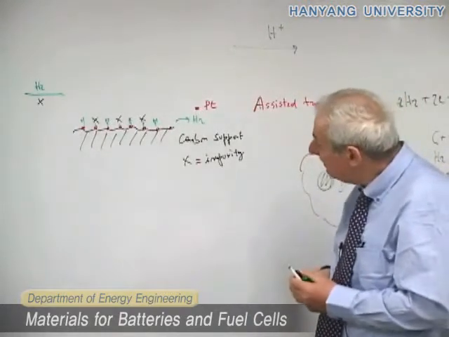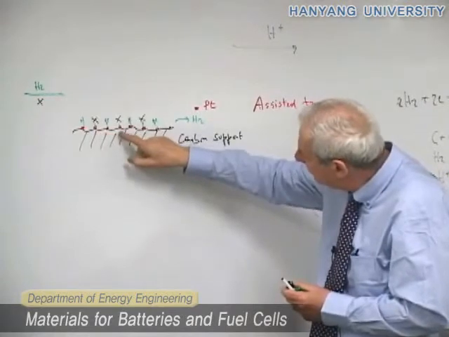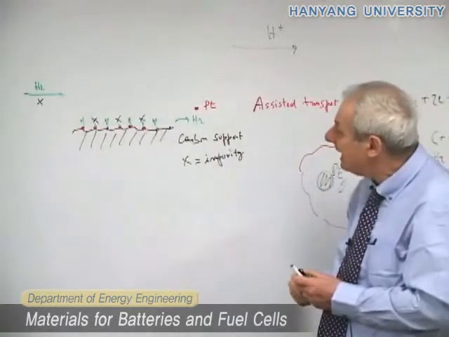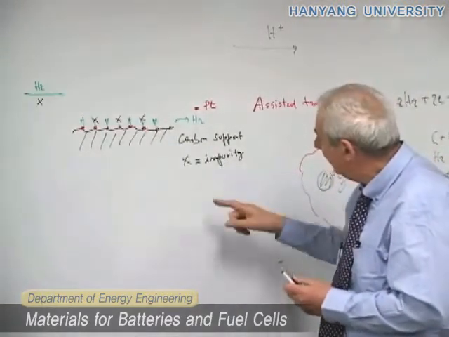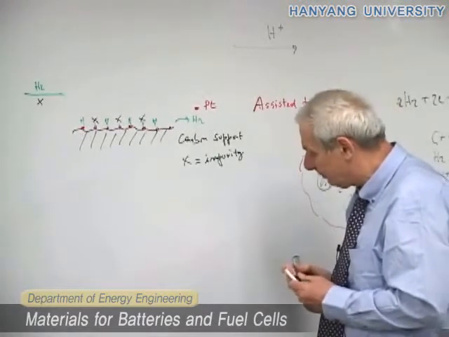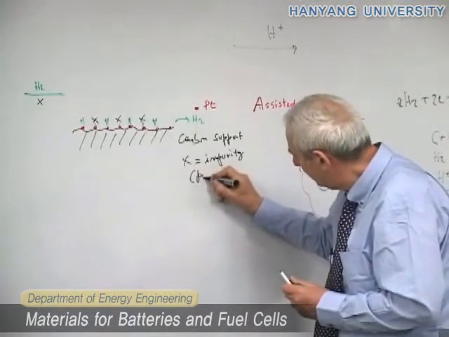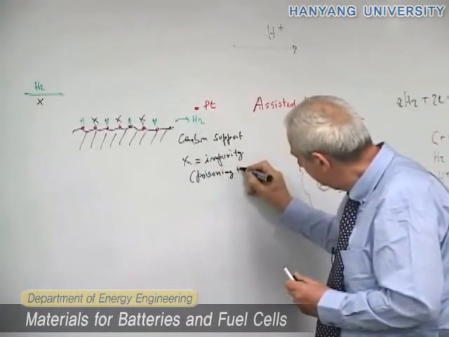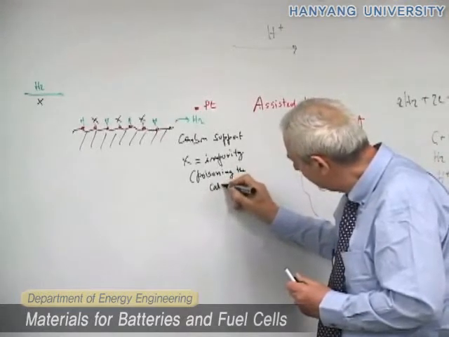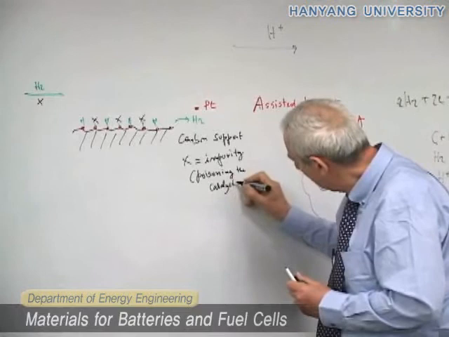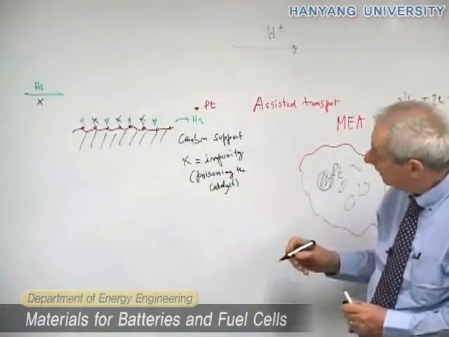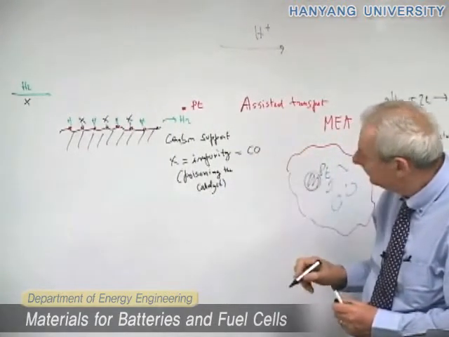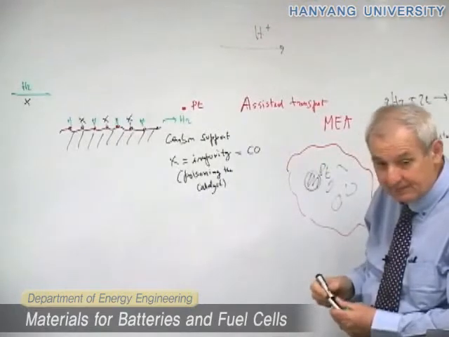And if this happens, what does that mean? It means that this catalyst here, this one here, and this one here are not active anymore. So the catalyst action now is decreased. And this impurity, they say, is poisoning the catalyst. Okay, and one of these impurities, very common, is CO, carbon oxide. Okay?